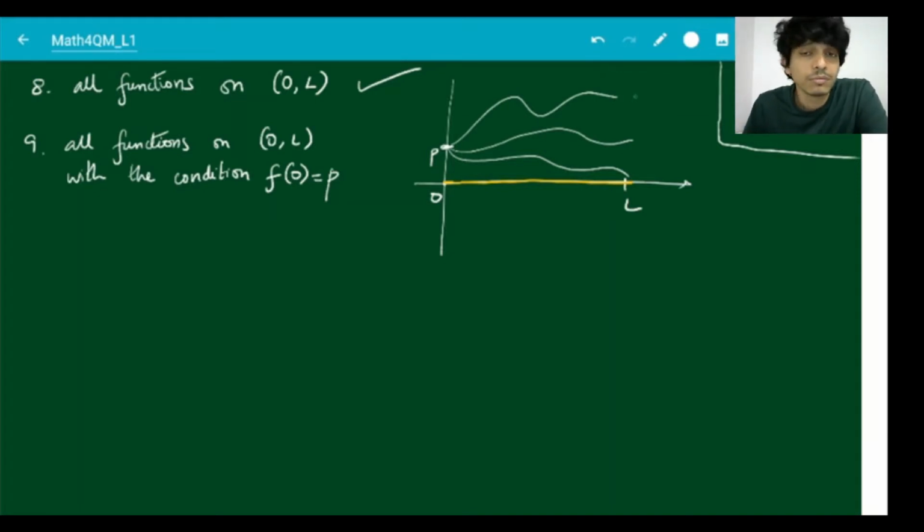Clearly no, for multiple reasons. If you take one function starting at p and another function also starting at p, and you add them up, you're going to get a function that starts at 2p. So that doesn't belong to the set. Another way of saying it is that the null vector cannot belong to this, because the null vector is the 0 function and its value is not p at 0. So this is not a vector space.